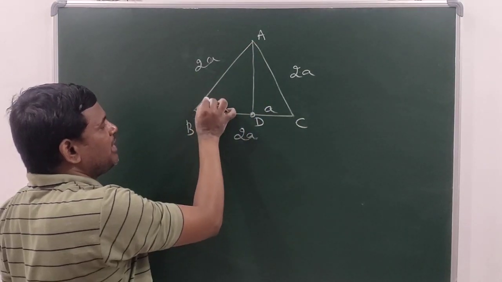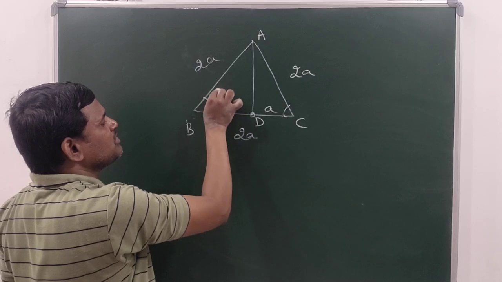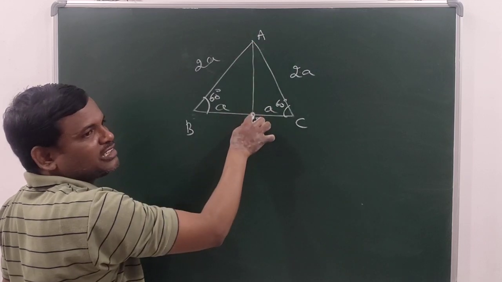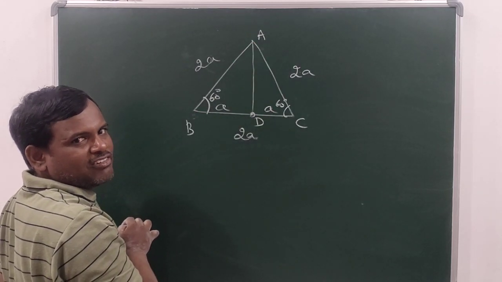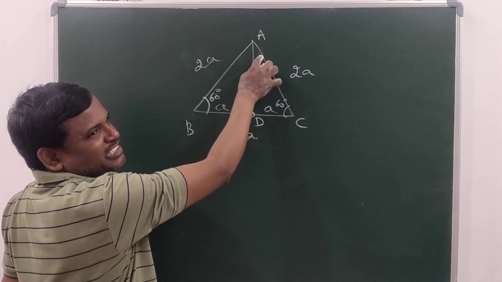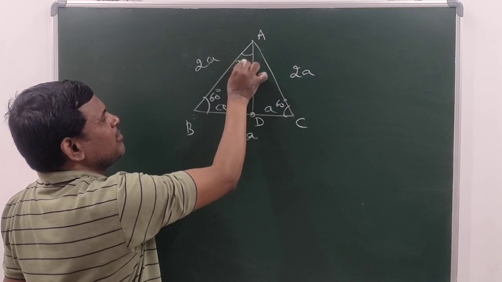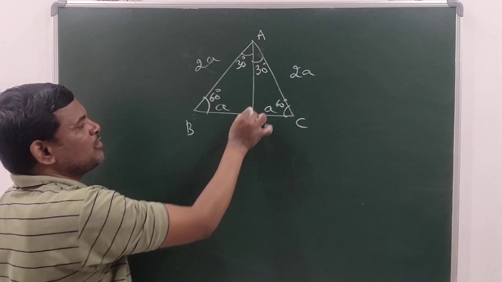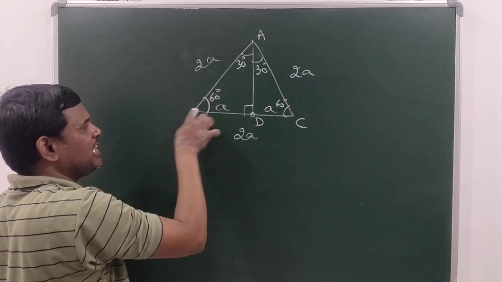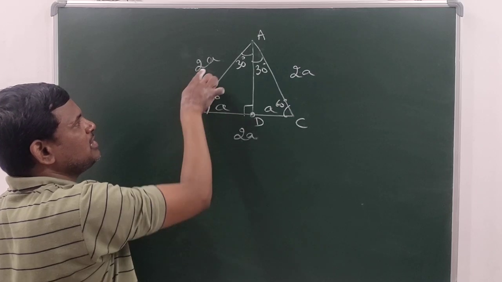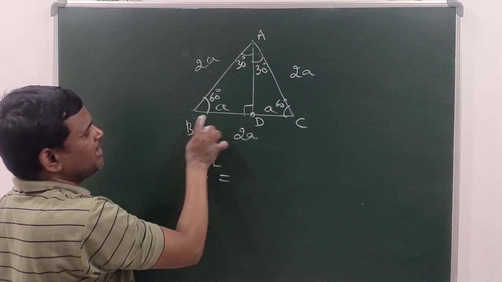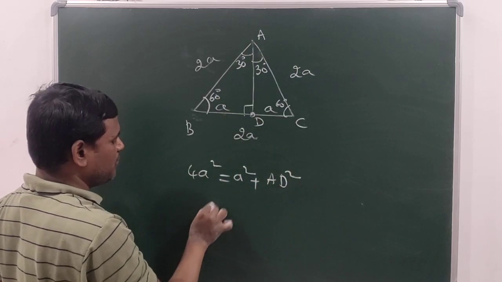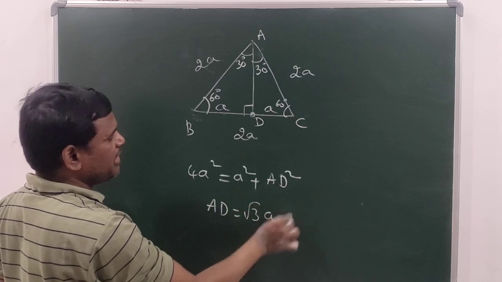Now, you know, in an equilateral triangle, interior angles are equal to 60 degrees each. The vertical angle is also 60, but here we have taken the altitude. In an equilateral triangle, the altitude will be the angular bisector, so this angle will be 30 degrees, and this angle will be 30 degrees. Now, to get the AD length, use this right angle triangle. Here the hypotenuse squared is 2a whole square, 4a square, and here BD length a square plus AD square. Now simplify. AD will be root 3 into a.